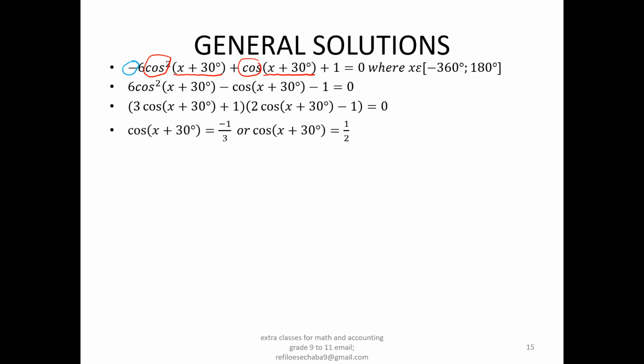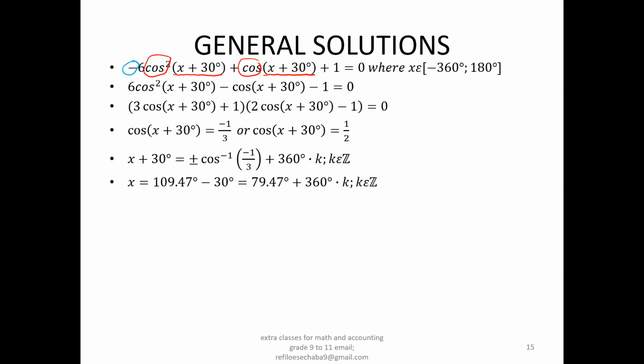Now, can I take this 3 cos x equated to negative 1 over 3? Do you understand what I did there? Cos x plus 30 degrees is equal to negative 1 over 3, or cos x plus 30 degrees is equal to 1 over 2. Do you agree with all of that? Yes. And then I will have x plus 30 degrees is equal to the inverse cos of negative 1 over 3. What do we get as the inverse cos of negative 1 over 3? We get 109,47. Are you fine with that?